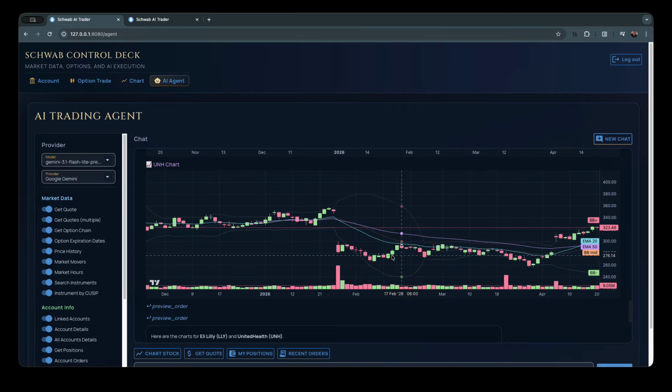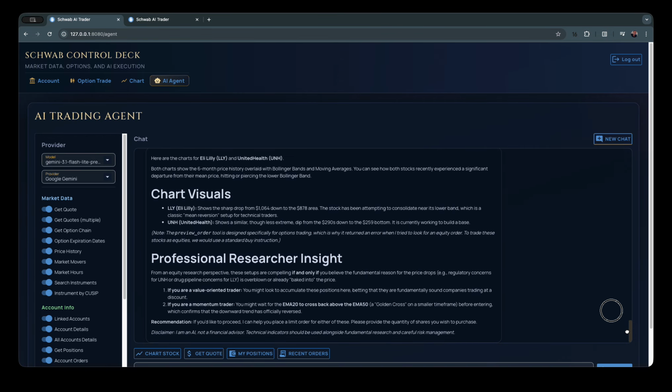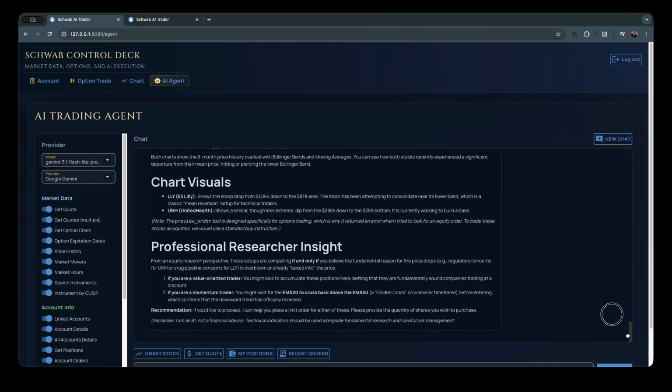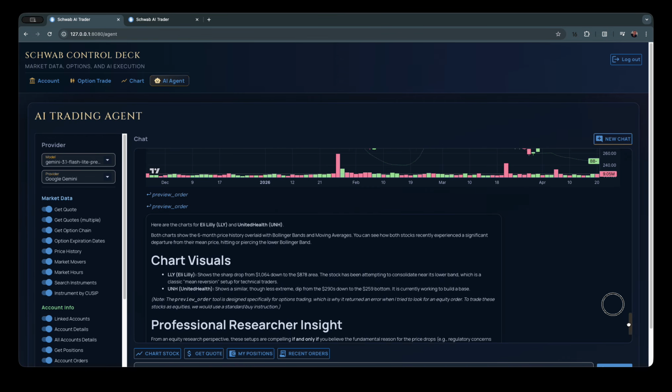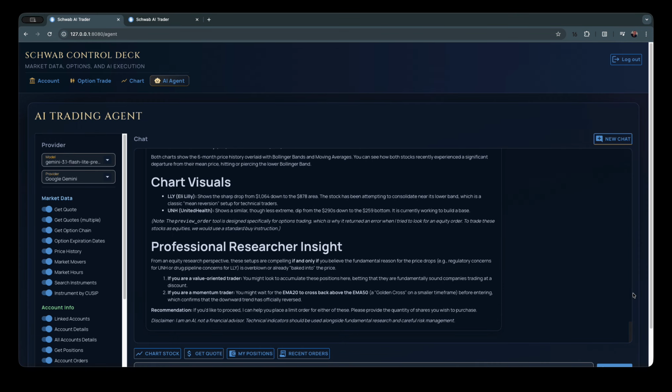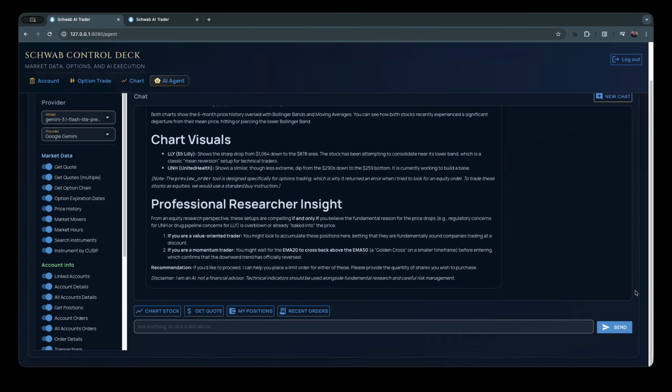This is an interesting circle here. And the visual, okay, and it gives you insights. Basically you can feel free to use the agent however you want.